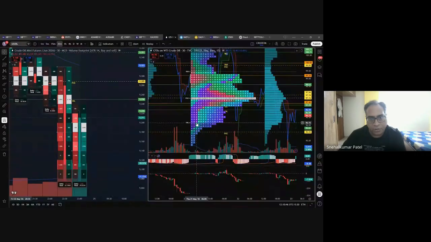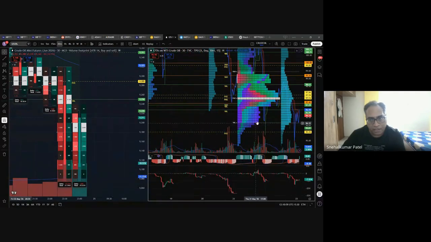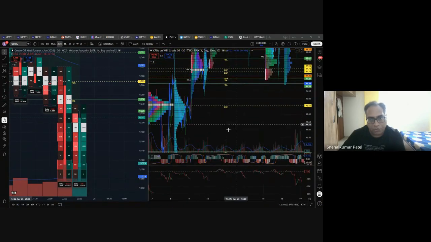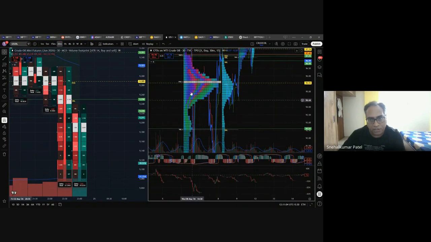This is the value area low. So this becomes our resistance. This becomes where the maximum participation will take place. And this becomes our support. If it breaks this value area low, then we have to find what the next levels are. So this is the next level, and then it will try to move towards this level.